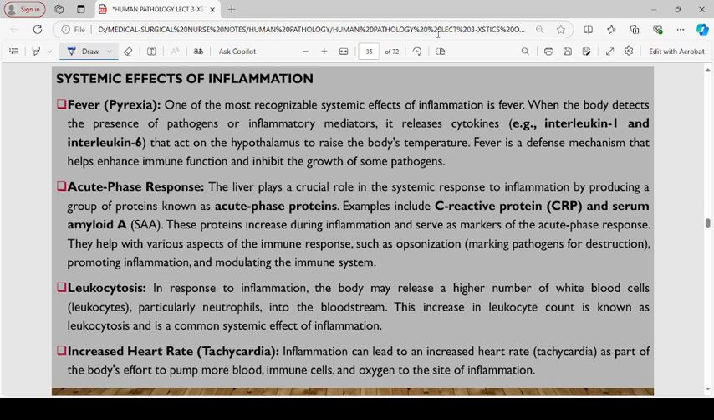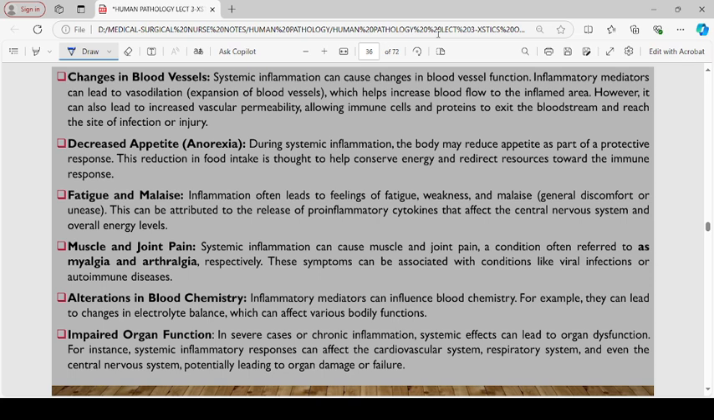The other systemic effect is leukocytosis. So, in response to inflammation, the body may release a higher number of white blood cells, particularly neutrophils, into the bloodstream. This will increase the leukocyte count, known as leukocytosis, and is a common systemic effect of inflammation. Inflammation can also lead to an increased heart rate as part of the body's effort to pump more blood, immune cells, and oxygen to the site of inflammation.